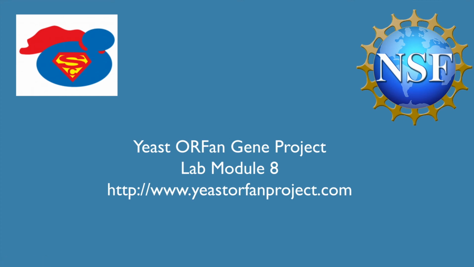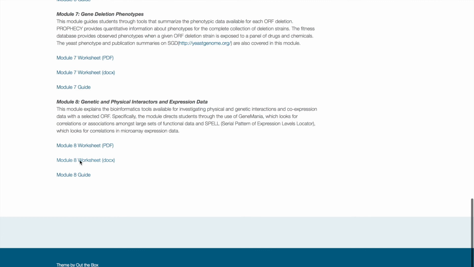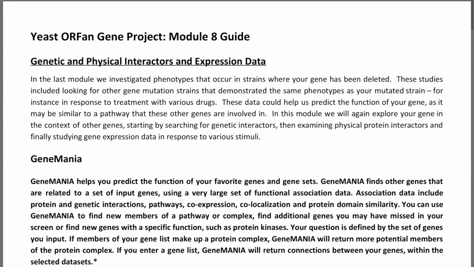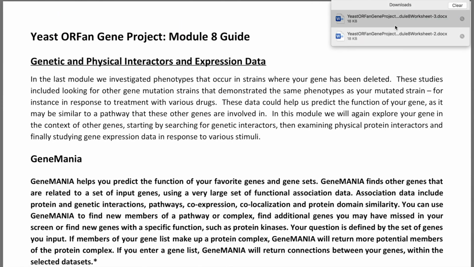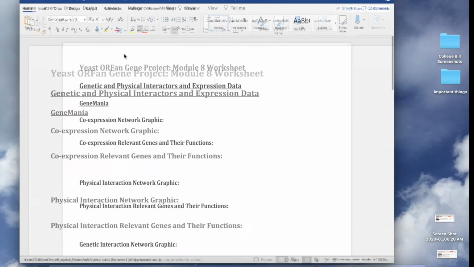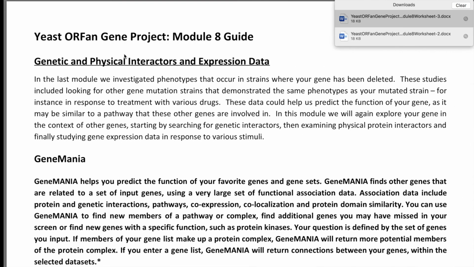We will explore your gene in the context of other genes, starting by searching for genetic interactions, then examining physical protein interactors, and finally studying gene expression in response to various stimuli. Let's get started. All right, so we're going to get started with Module 8, opening the worksheet and opening the guide. And the first program that we are going to be working with is called GeneMANIA.